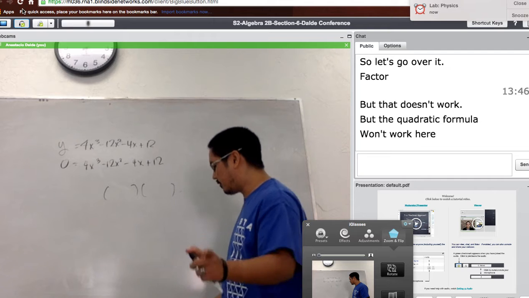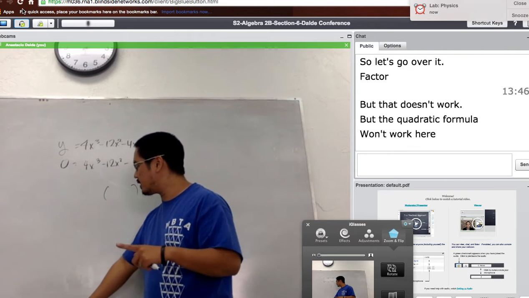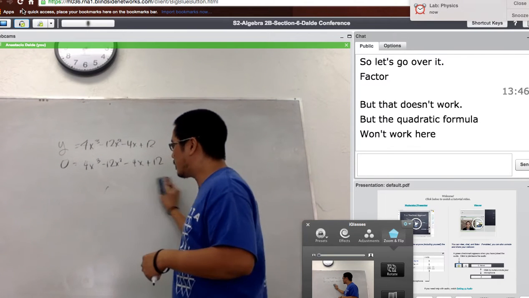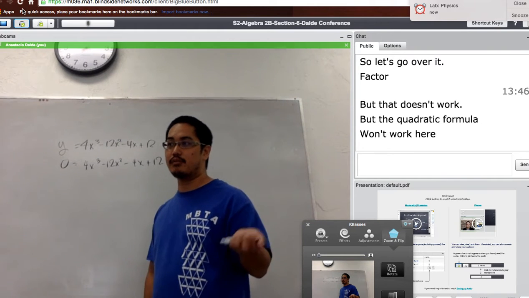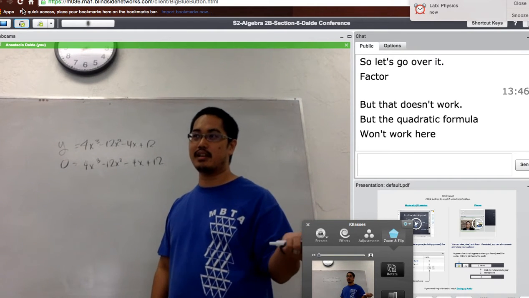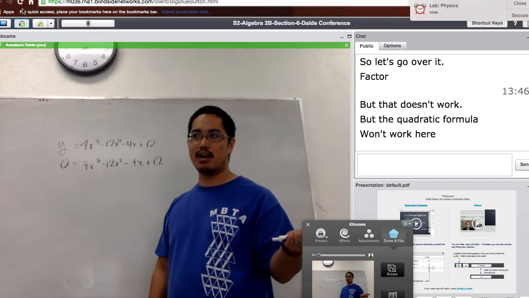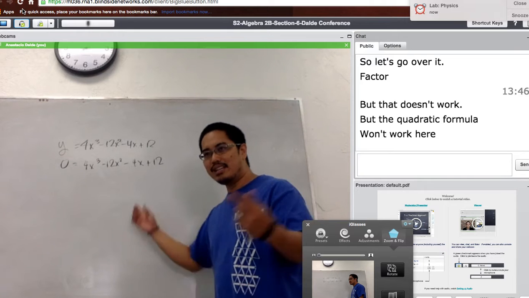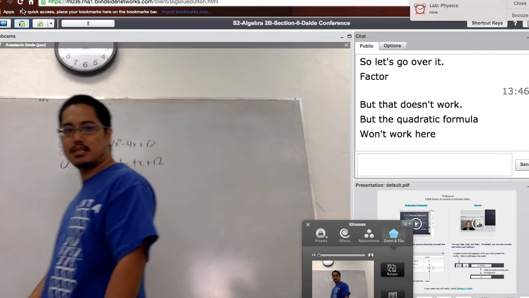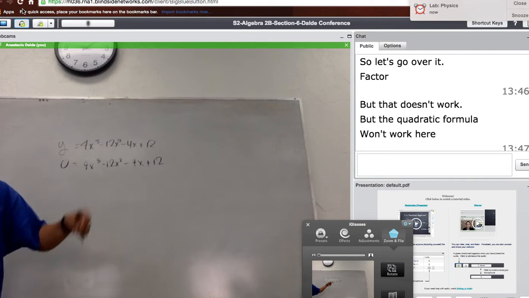All right, but Sophia's right. She's saying that won't work here. The reason is we have a cubic function, and I don't have an equation for the cubic function. There is no cubic equation, there's only a quadratic equation. So what can we do? Is there anything we can factor? Is there anything that is in all of these terms that I can pull out?